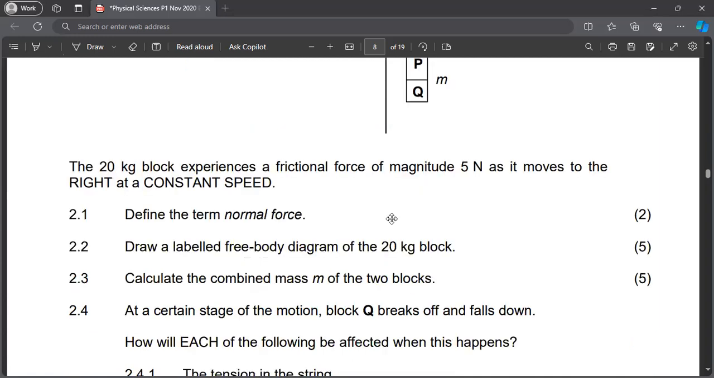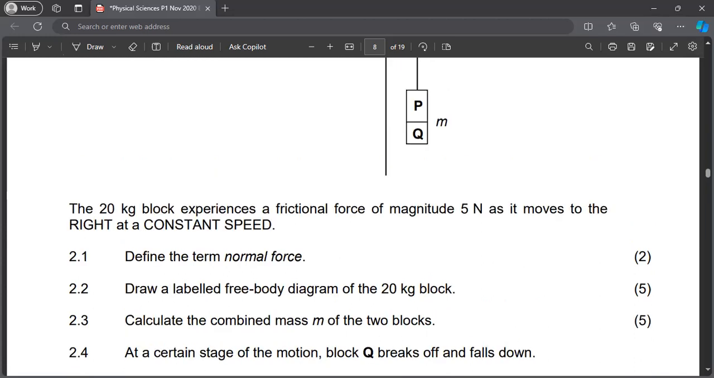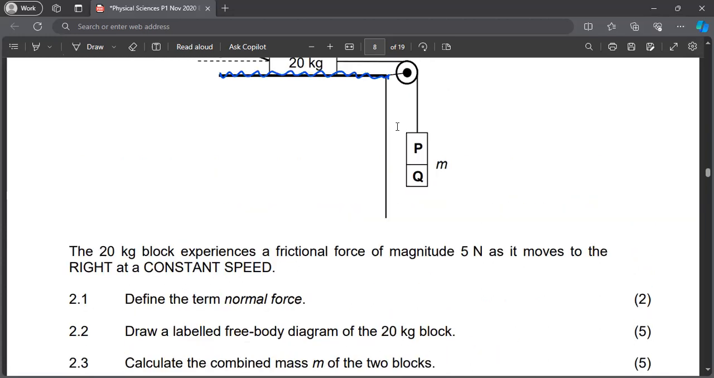Fine. Now, the first question says, define the term normal force. Well, I trust you can do that. The second one says, draw a labeled free body diagram showing all the forces acting on the 20 kg block. So I want you to draw the free body diagram for the blocks P and Q, but on your rough work section, of course. So I think we need to go to the whiteboard for this.